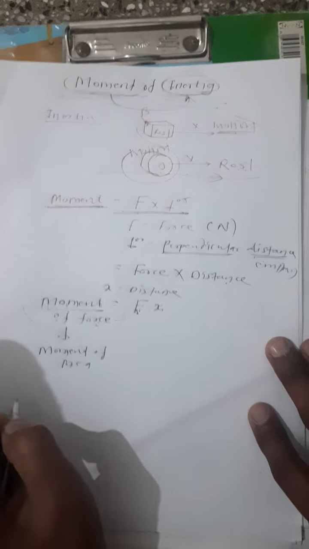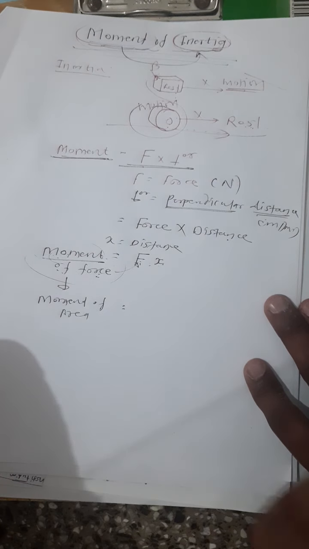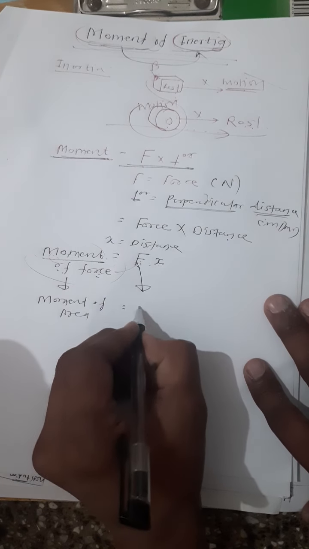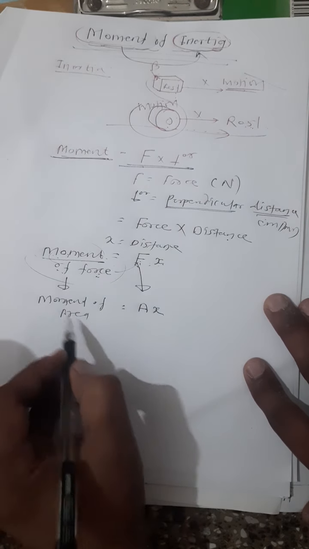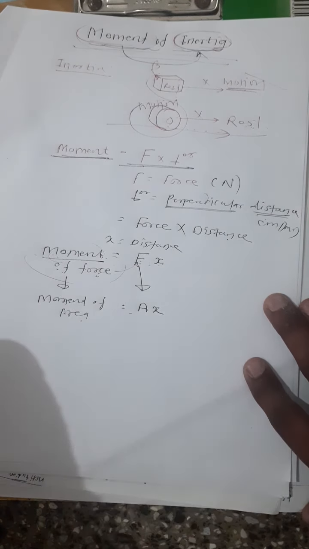of area. So what is moment of area? Just replace this F by A, so it becomes A into X. So what is moment of area? It is the product of area into perpendicular distance.